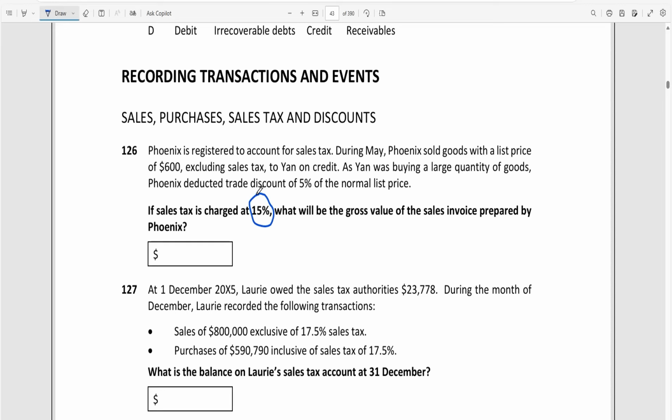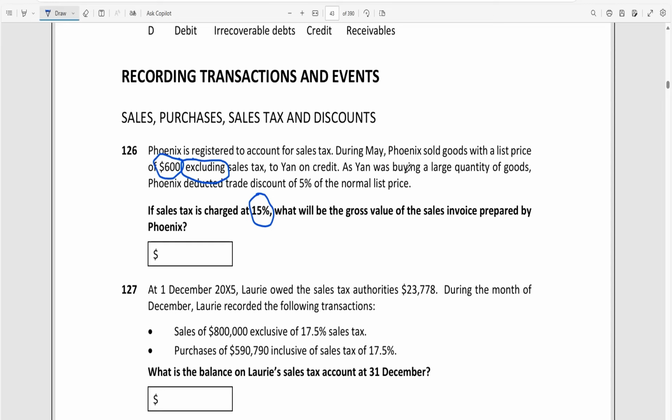Now let's read the scenario. Phoenix is registered to account for sales tax, and during May, Phoenix sold goods with a list price of $600 excluding sales tax. The other mistake students make is that you need to figure out whether the amount given has the sales tax included or not. So to Yan on credit, as Yan was buying a large quantity of goods, Phoenix deducted a trade discount of 5% of the normal list price.